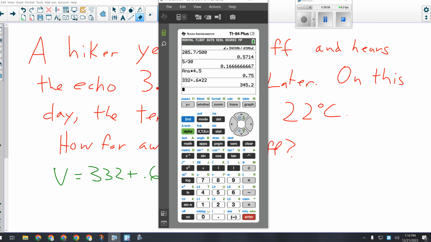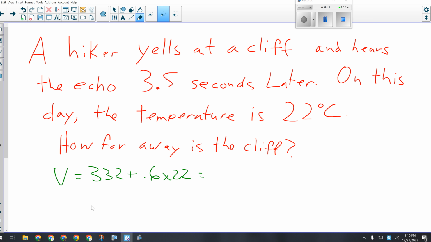So my speed of sound is 345.2 meters per second. They hear the echo 3.5 seconds later. So how long did it take for it to get there? It took 3.5 seconds to go there and back, so 1.75 seconds, half of that, to get there. There's one of two ways you can go about this: calculate the distance for 3.5 seconds and divide that by 2, or just divide the time by 2 and get the actual distance in the end.